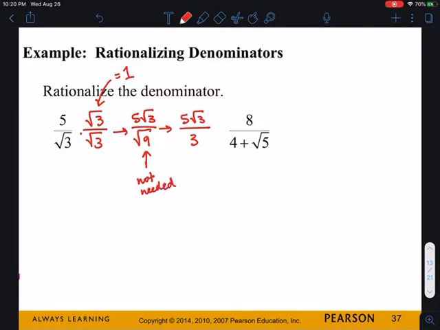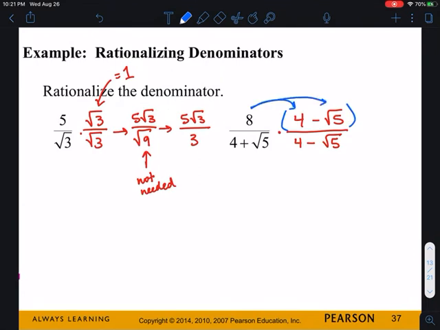Now, when you get to looking at a sum or a difference as a denominator, that's when it gets a little bit trickier. So in this case, we have 8 over 4 plus the square root of 5. And they said if you have an addition or subtraction, you're going to multiply it by its conjugate, which means we're going to multiply it by 4 minus the square root of 5. The exact same numbers, the only thing that's different is you're changing that sign. Whatever I do to the denominator, I'm also going to have to do to the numerator. So the top part is going to act as a distributive property.